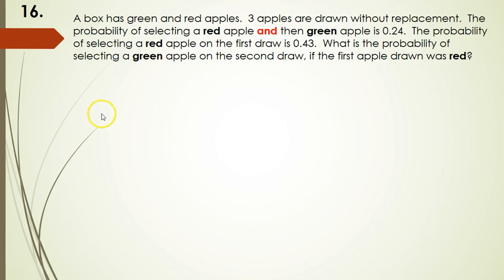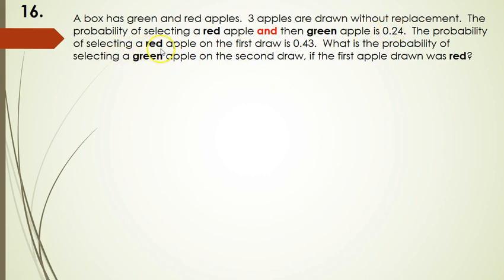All right, so number 16 says a box contains green and red apples. 3 apples are drawn without replacement. Now, I changed the order of these words red and green in this problem because the way it was written, we couldn't do it. So you guys might want to go in and change the words in here. This was green and that was red, and so I just basically changed most of the words from red to green, okay? So it says the probability of selecting a red apple and then a green apple is 0.24.